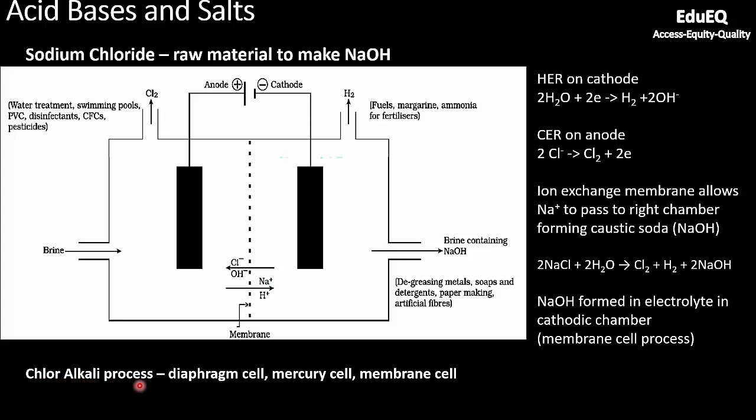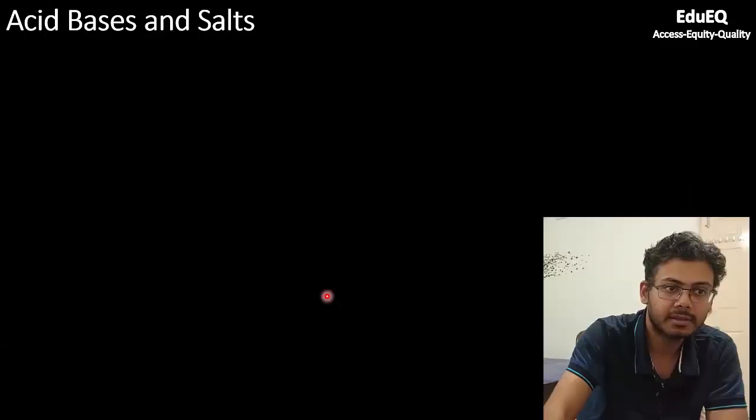There are several ways of building this cell or carrying out this process. One is diaphragm cells, where the chambers would be separated from each other. There will not be a membrane; instead, there will be a diaphragm. You can also use a mercury cell, or you can use a membrane cell. So right now, the illustration given here is the membrane cell. We will cover diaphragm cells and mercury cells also, but in later classes. But right now, this process is the chloralkali membrane process.